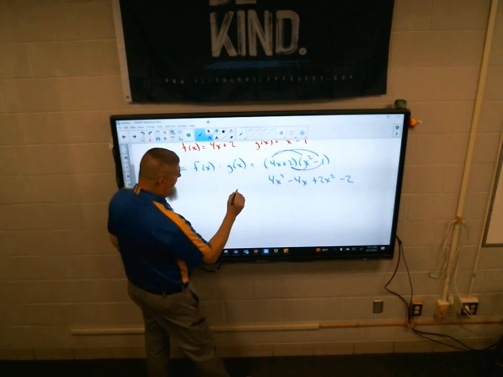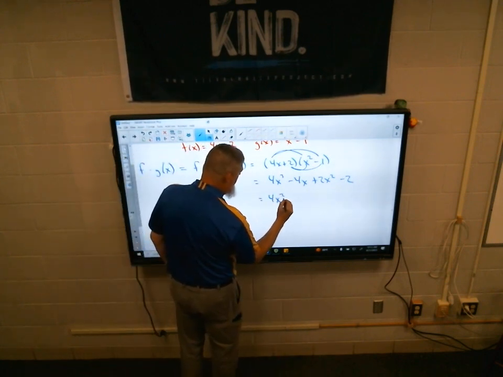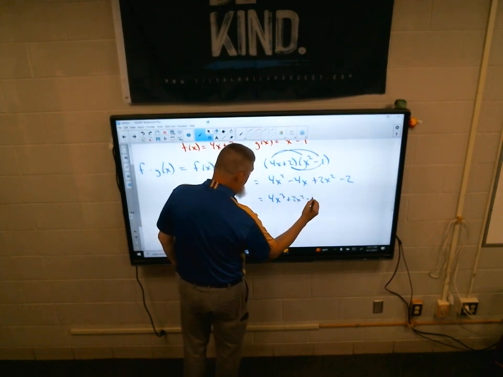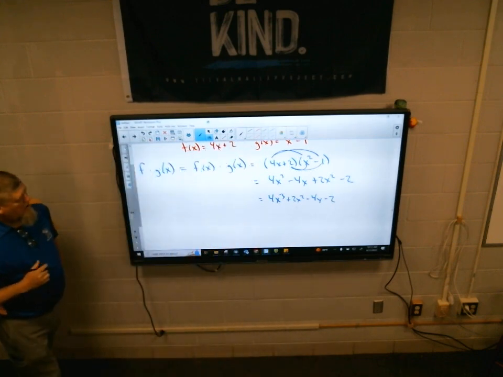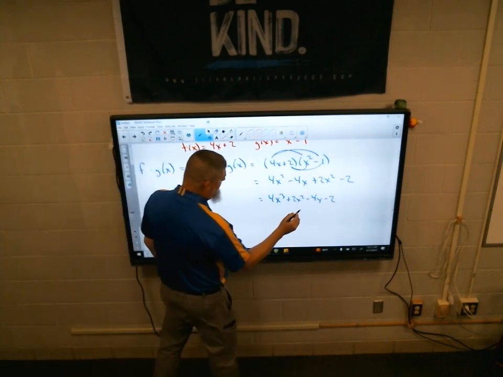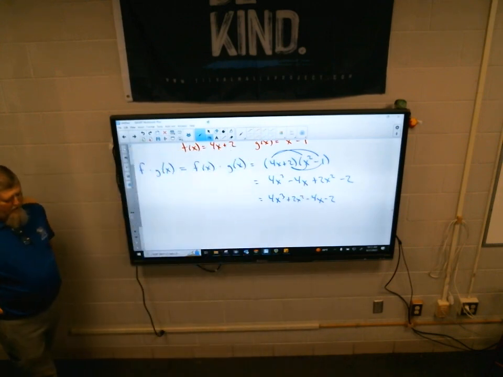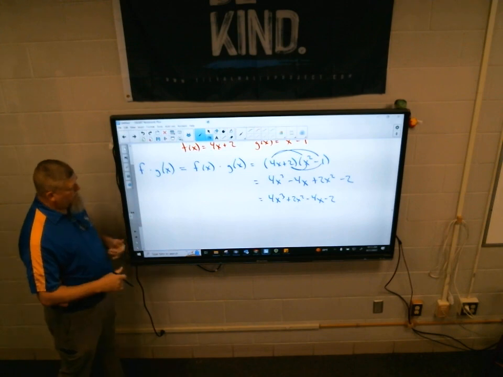Then, of course, that's a good answer. A better answer is to put them in order. So 4x cubed plus 2x squared minus 4x minus 2. Minus 4x. So whatever method of multiplying, distributing, whatever.